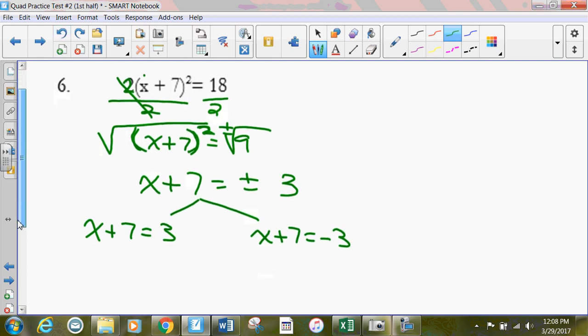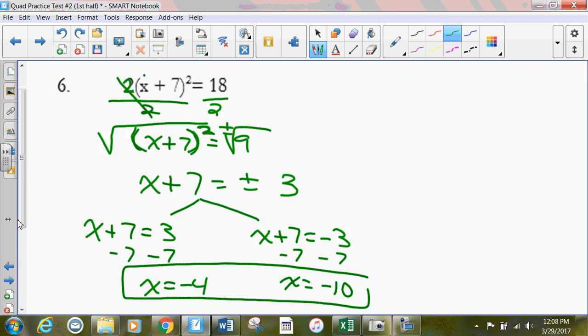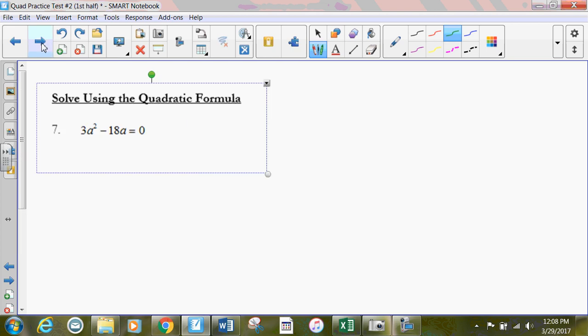And we'll go ahead and continue and solve. We'll subtract 7 from both sides. So we have 2 answers here. Either x is equal to negative 4 or x is equal to negative 10. And that, my dear ones, is the last one for the square root.